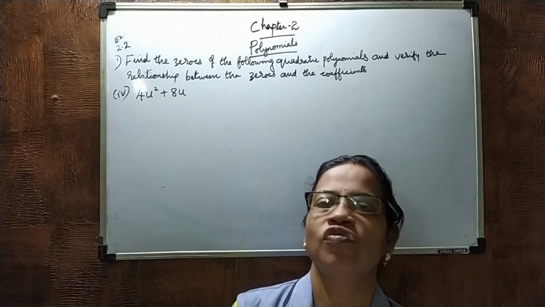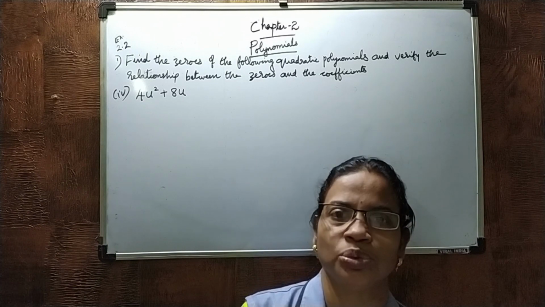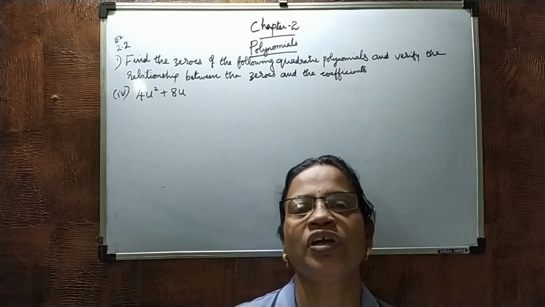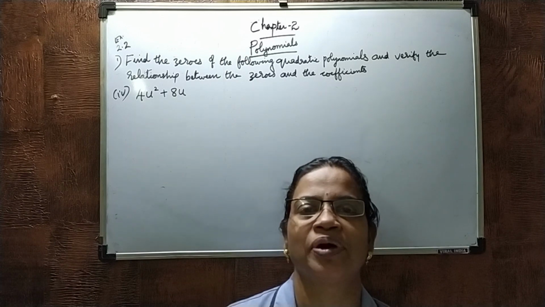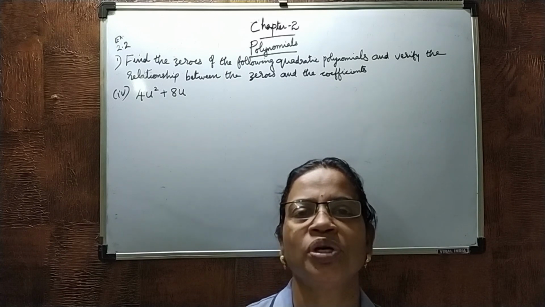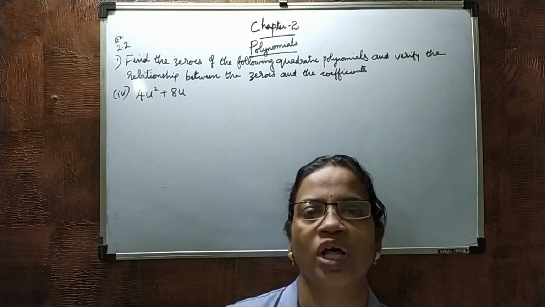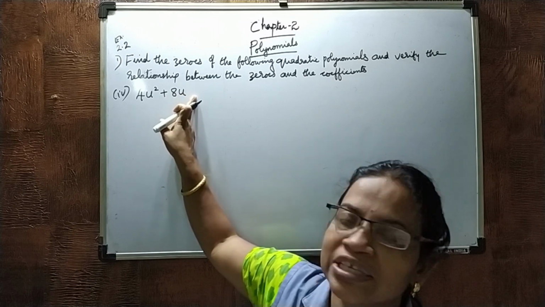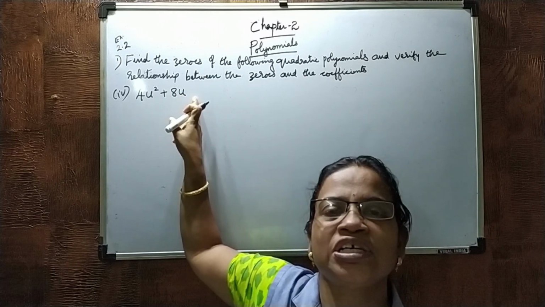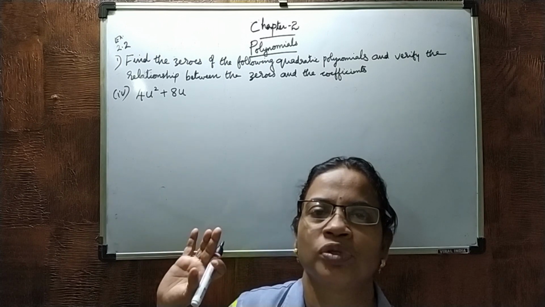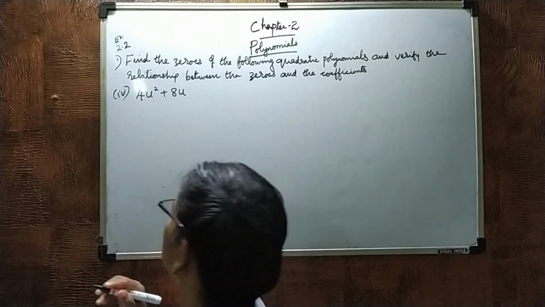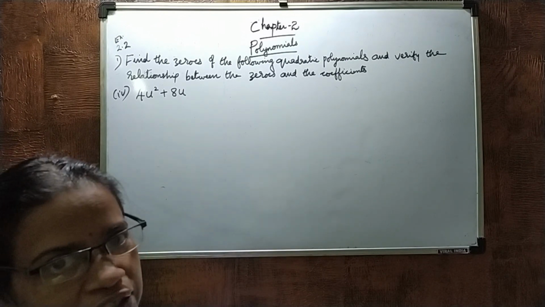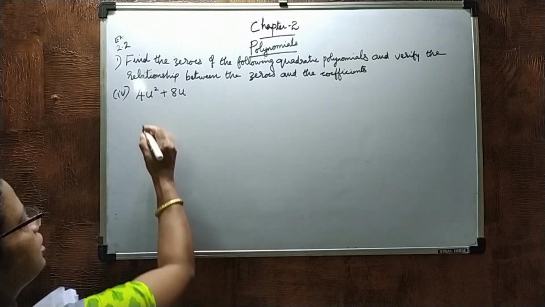Fourth question, 4u square plus 8u. You have to find the zeros first. Here we cannot find them by splitting the middle term. Actually, when you are splitting the middle term, you have to arrange it in order. Here u square is there, u is there, and the next thing is the constant, which is 0, nothing is there. So here we are going to split. How will you split? Common terms are there.